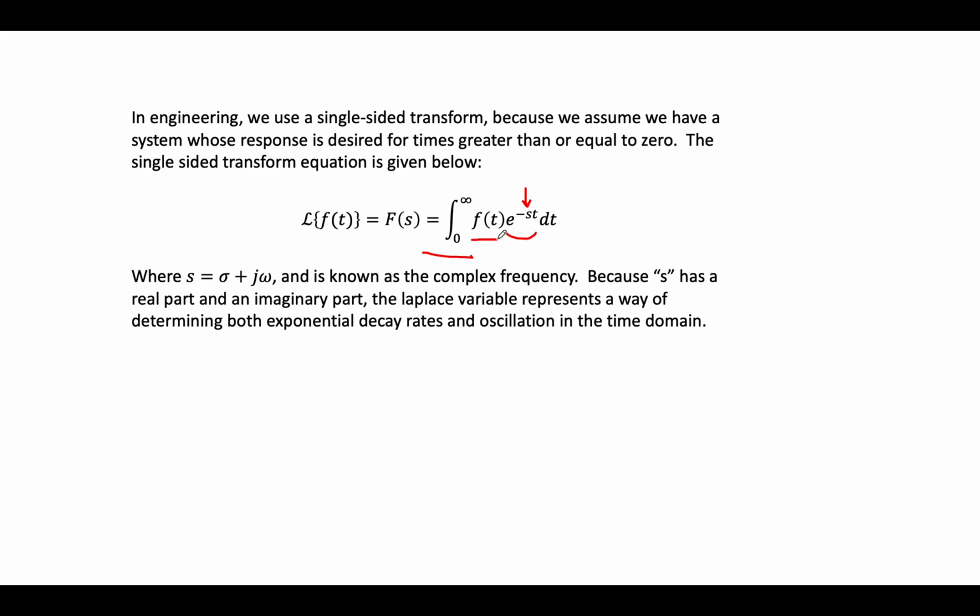So you take some input function f of t, you put it through this process of integration, and what you end up with is a function F of s, where s is defined as sigma plus j omega, and is known as the complex frequency. Because s has both a real part and an imaginary part, and your transforming function is e to the minus st, your transforming function will have an e to the minus sigma t part and an e to the minus j omega t part, meaning it can represent both exponential decays as well as oscillation in the time domain.